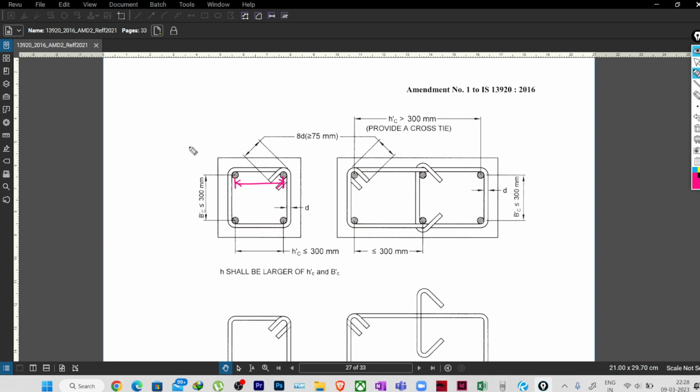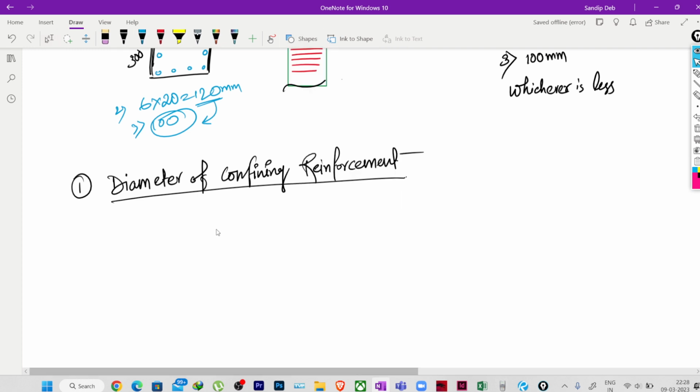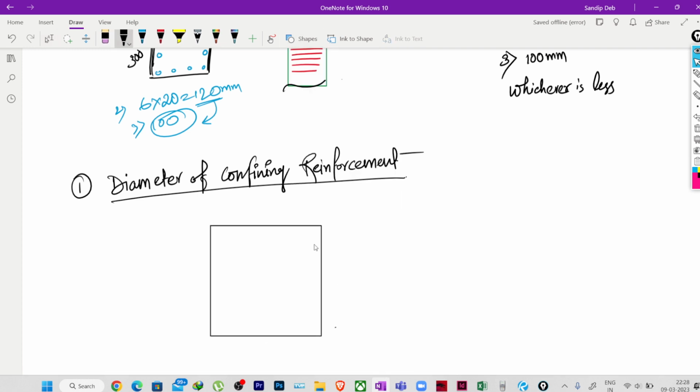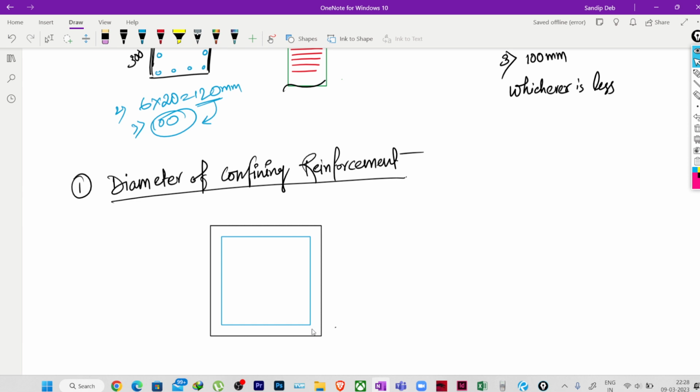So if you see in case 1, it is clearly seen that this center to center dimension for the main bars is less than or equal to 300. Suppose this dimension is 300 mm. Rather than writing it here, I will write it on my whiteboard so that you can refer to it later. Suppose we have a column, and as we have columns, we will have stirrups and the main reinforcement.